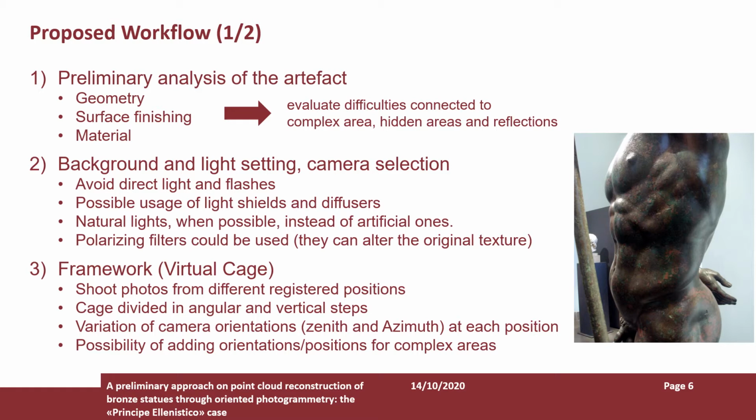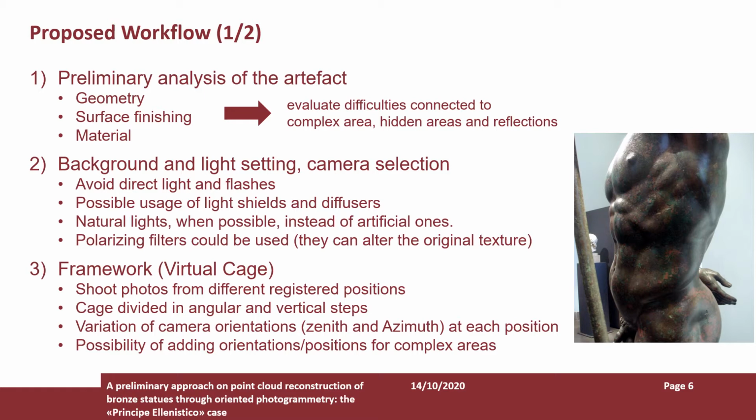Also, polarizing filters can be used, taking care that in the results they can give an altered texture compared to the original. The third step of the workflow is the generation of a virtual cage around the artifact, in order to divide the space in angular and vertical steps. This gives us the possibility of shooting photos from different registered positions.